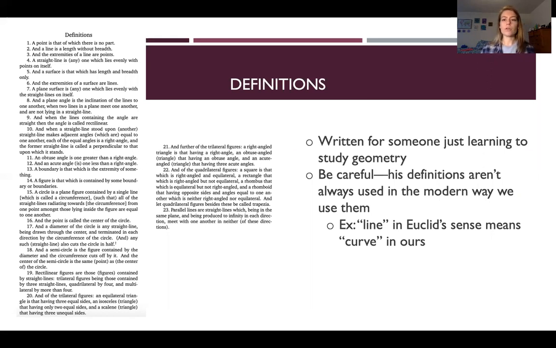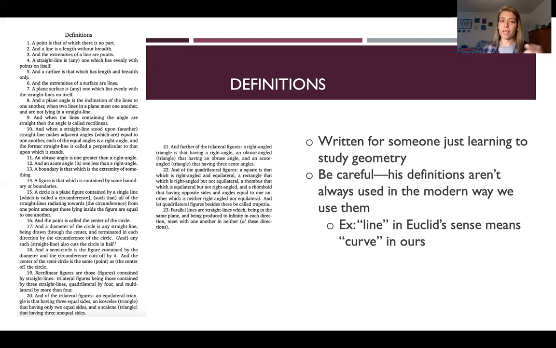These are written for someone who is just learning to study geometry, but we have to be careful, because the language he uses in these definitions and in his book isn't exactly the way that we know things. The modern way we would say a line, we would usually think of a straight line, and that's actually his straight line when he says that. His line means a curve, like a parabola in our terms. And that's kind of interesting to note.